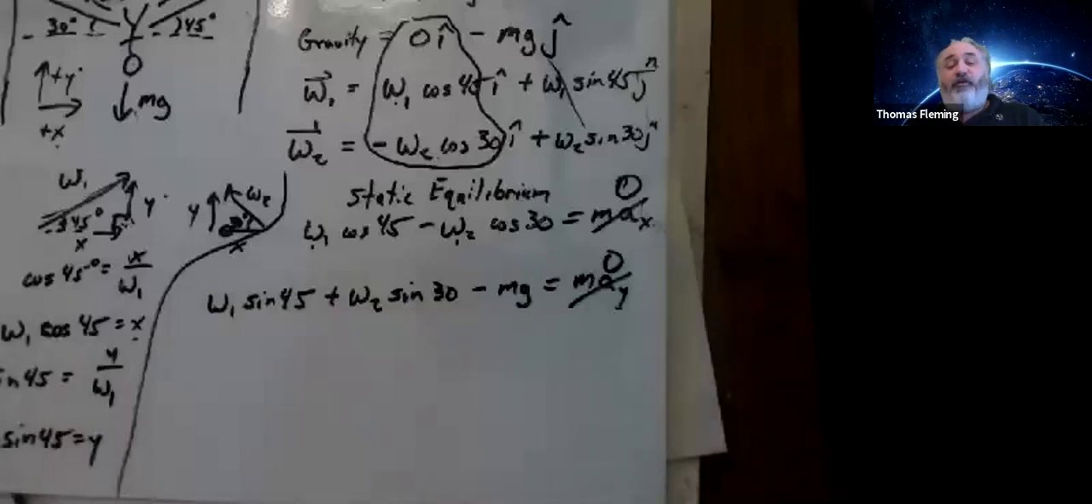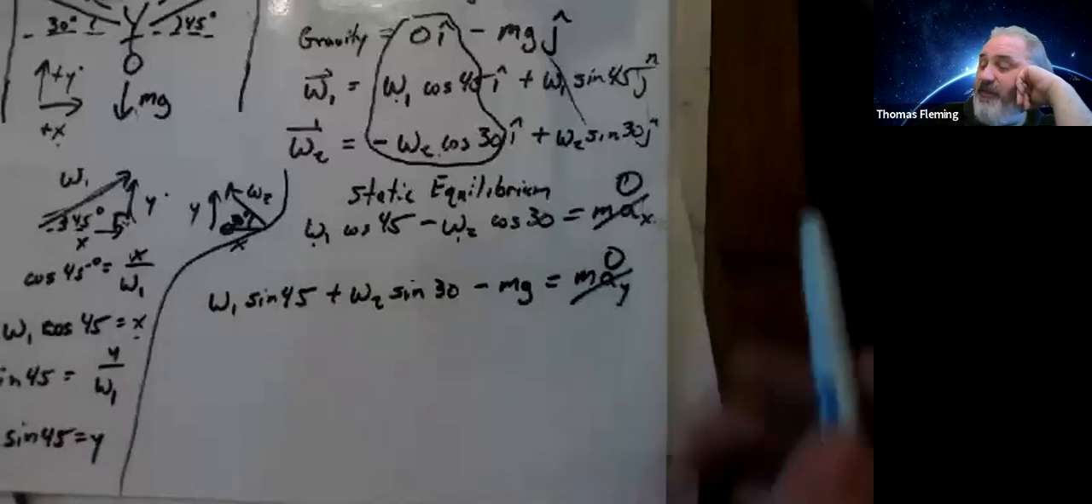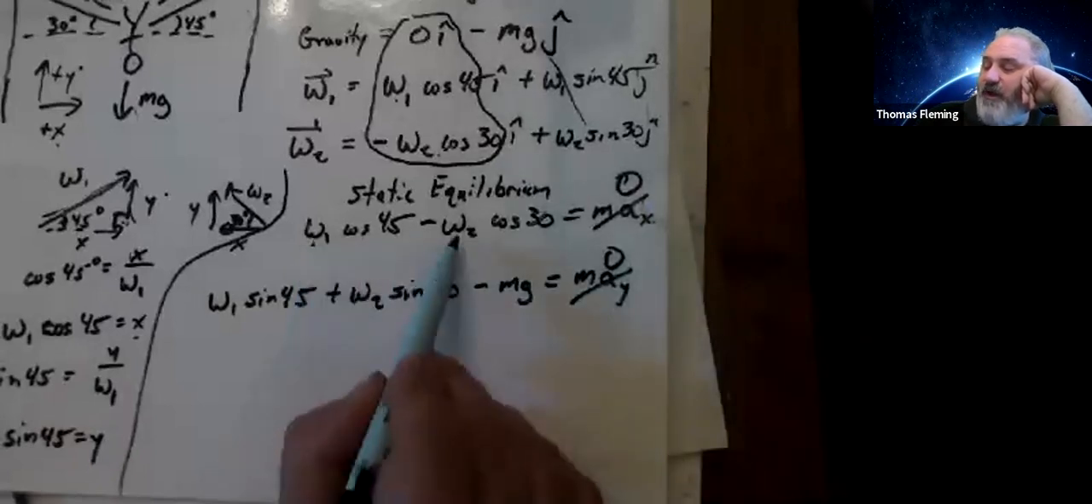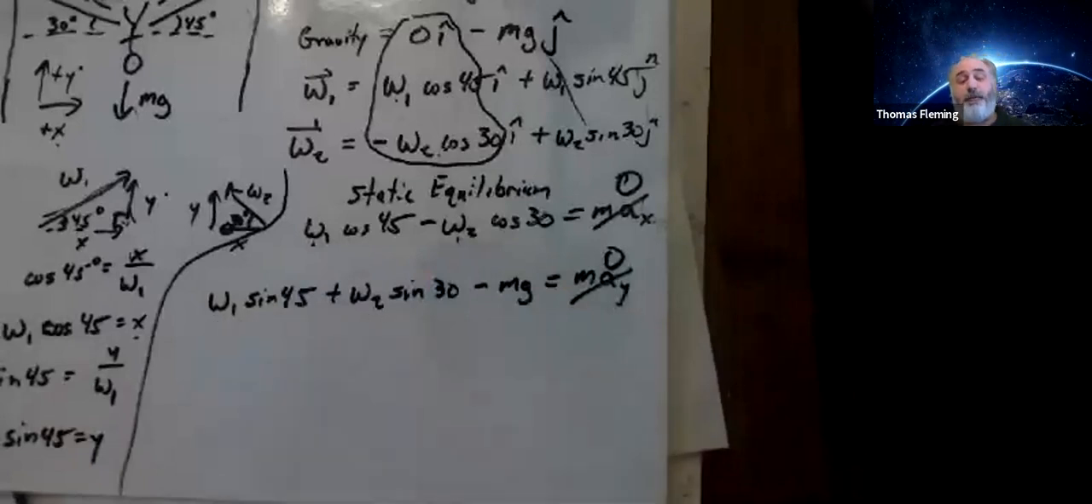So I want to solve for W1 and W2. But what's making this a little bit complicated for me is that in this first equation, both of my unknowns appear, which means I can't solve it. In this equation, both of my unknowns appear as well. Can't solve that either. So I'm going to have to solve these two equations simultaneously, which is a trick that you guys learned way back in algebra.